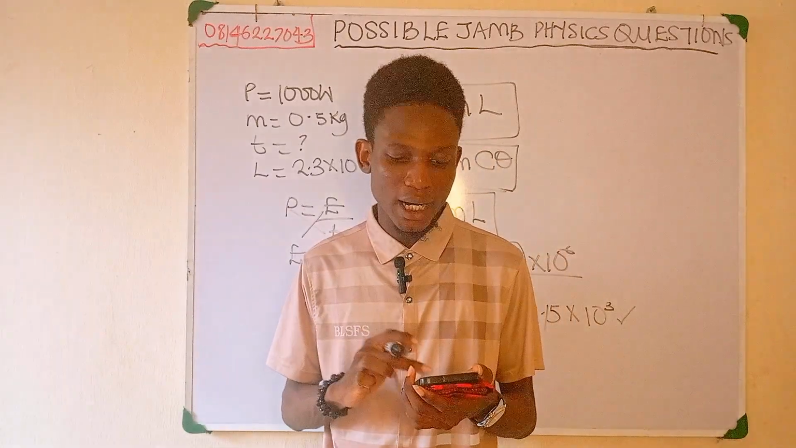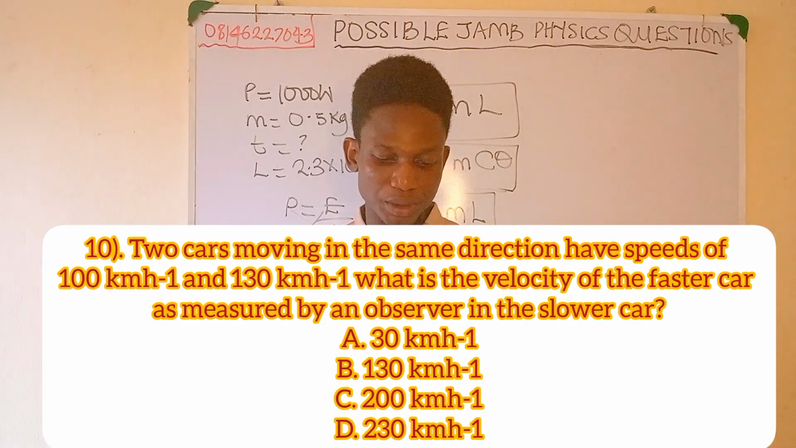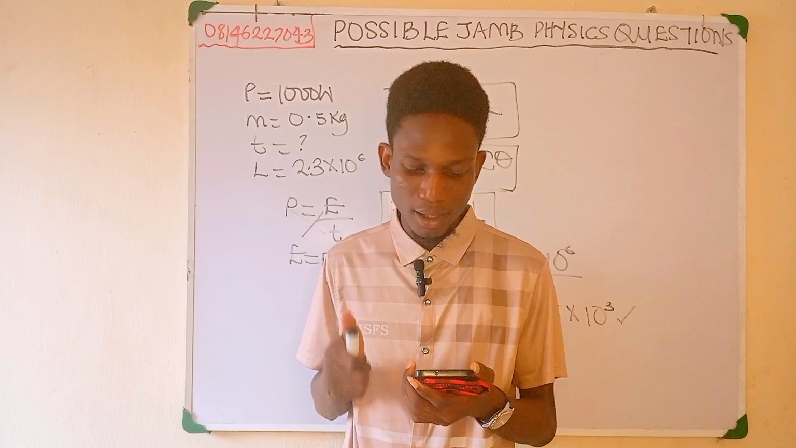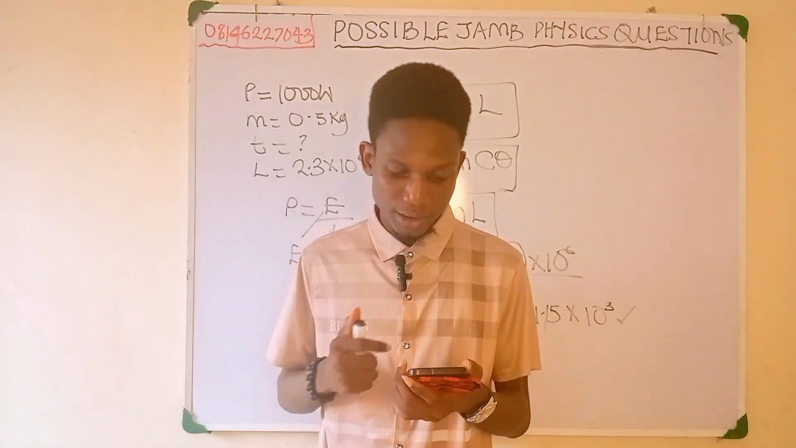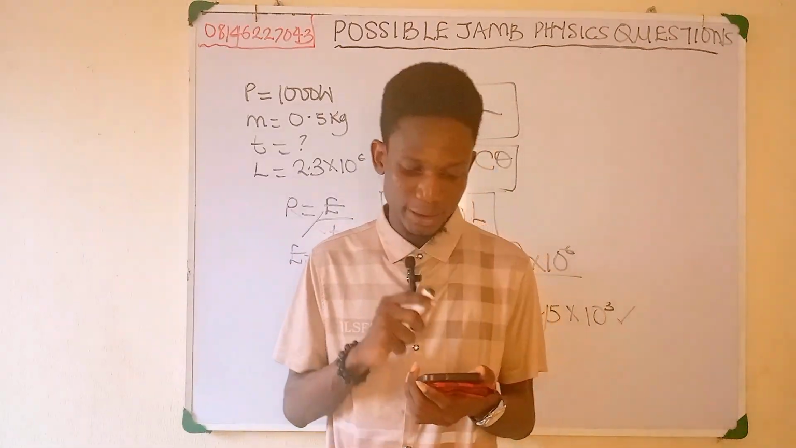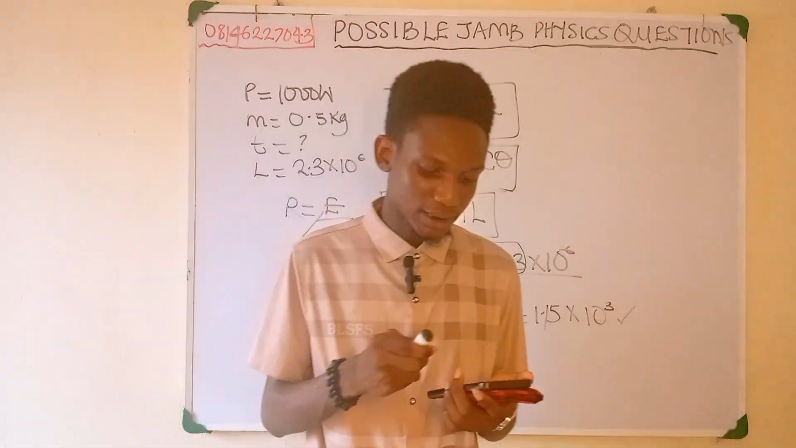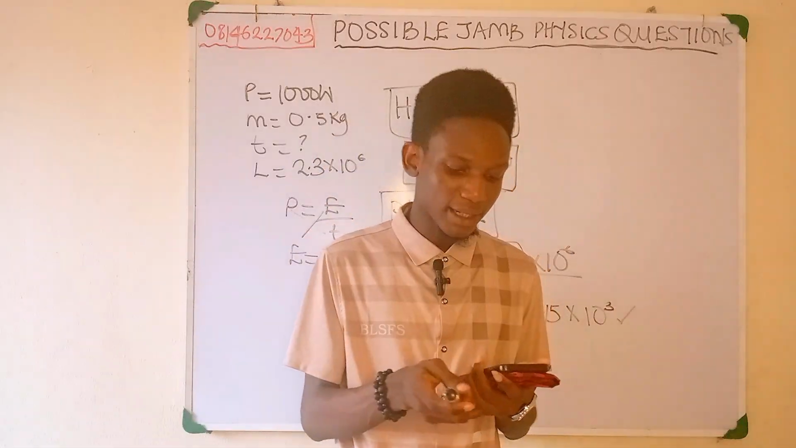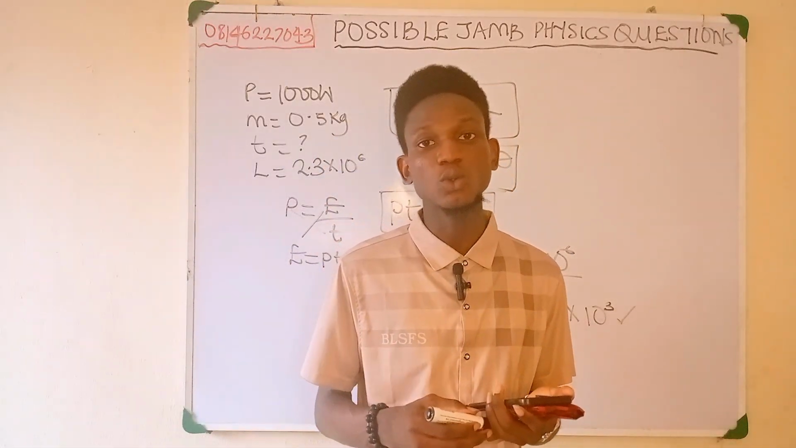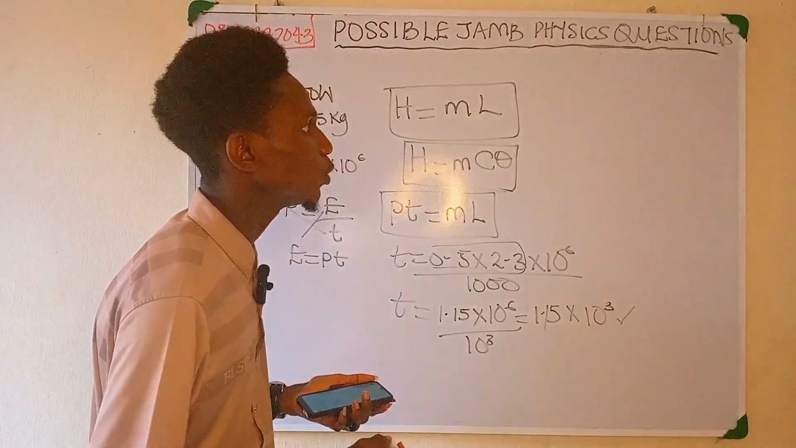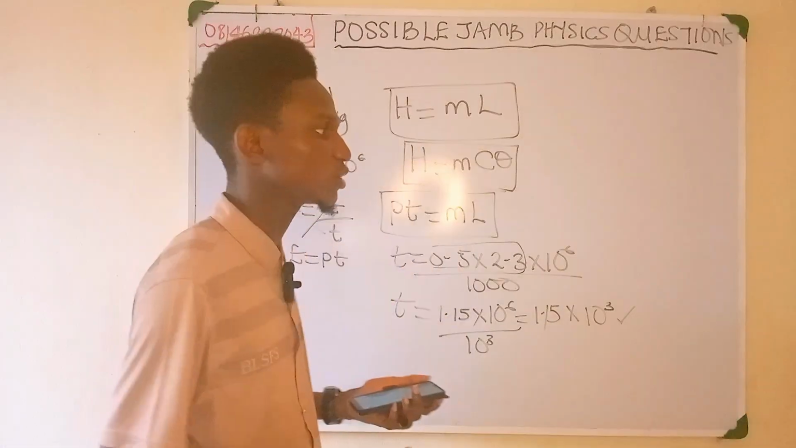Then the next question says two cars moving in the same direction have speeds of 100 km/h and 130 km/h. What is the velocity of the faster car as measured by an observer in the slower car? So this kind of question, we use what we call relative velocity.